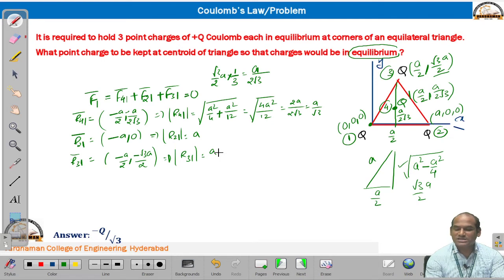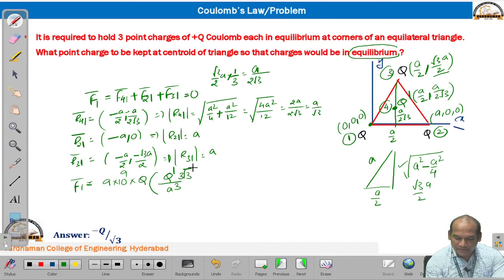We have to make that force equal to 0, then we will get q1, q dash in terms of q. So, F1 is equal to, in all the three forces we will be having 9 into 10 power 9. In all the three forces we have the test charge, that is q. So, q is also common. Now, first one is F41. F41 is nothing but due to q dash. So, q dash by, what is the R41? A by root 3, cube we have to take, that means a cube, and here you will be having 3 root 3 in the numerator.